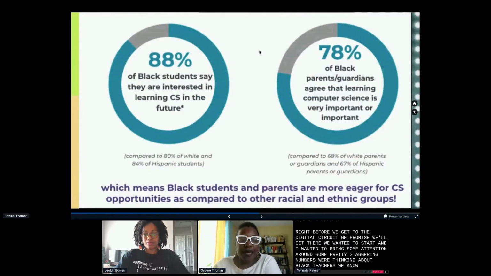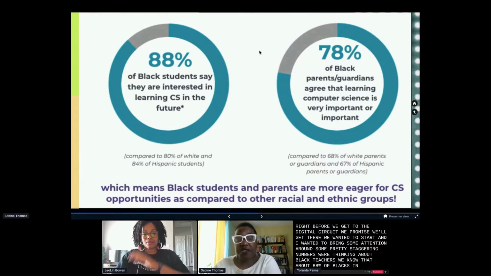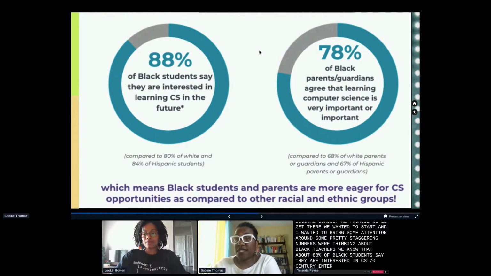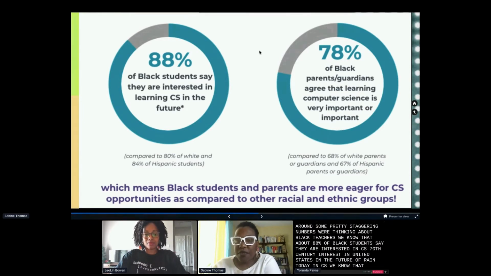We know that about 88% of Black students say they are interested in CS. Certainly interested in learning CS in the future or currently interested in CS. We know that 78% of Black parents and guardians agree that learning computer science is very important or important. So there is a definite interest.